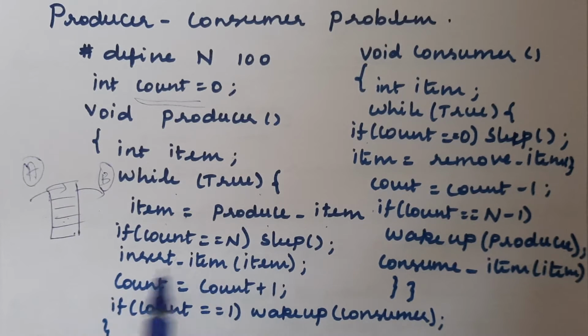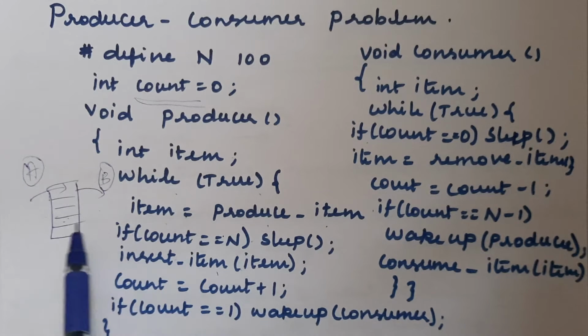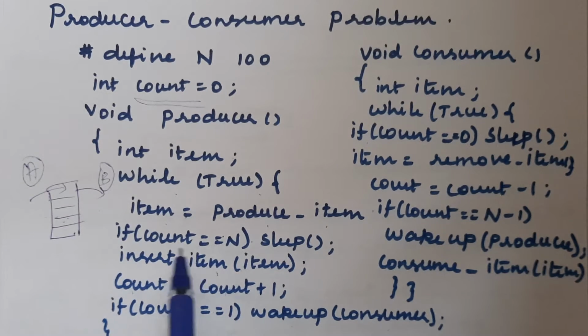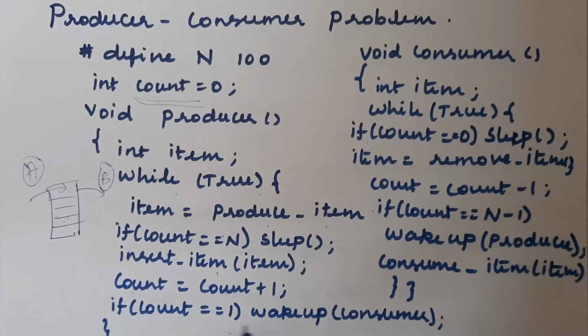So that is what we are doing here. Insert item of item count. Suppose the condition is not true, then it will insert that particular item, whatever is produced, into the buffer. Count value will be incremented because one item has been newly stored in the buffer. If the count value is equal to 1, then wake up consumer. So what is the meaning of it? We have initialized the count value to 0. If count value equal to 1, wake up consumer, which means the consumer process has to wake up.